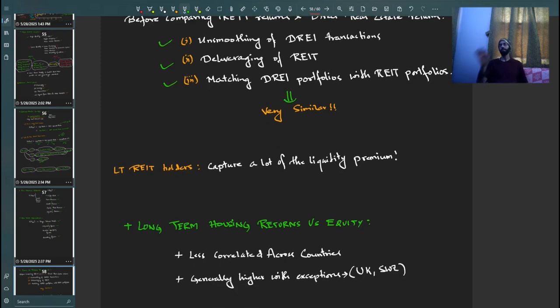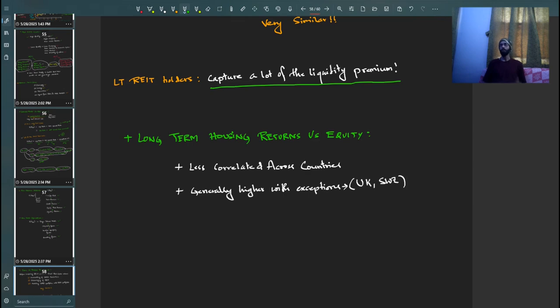And one very specific advantage that REIT holders have in the long run is they capture a lot of the liquidity premium. We spoke about the liquidity premium in real estate return measurement, right, through the credit model. Now there is a liquidity premium added, but what happens to the REIT holder is they become an owner or a partial owner of a real estate, but they get much higher liquidity. So they get the advantage of the liquidity, but they get the pricing in the long run which is very much similar to the direct real estate domain. So they can capture a lot of the liquidity premium, right?